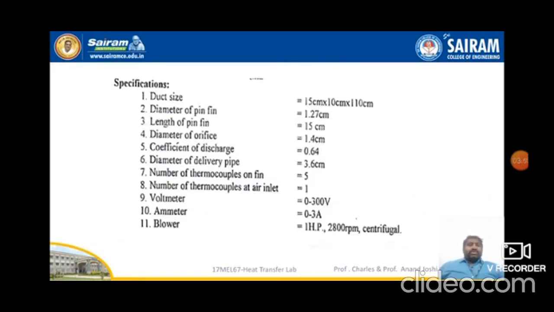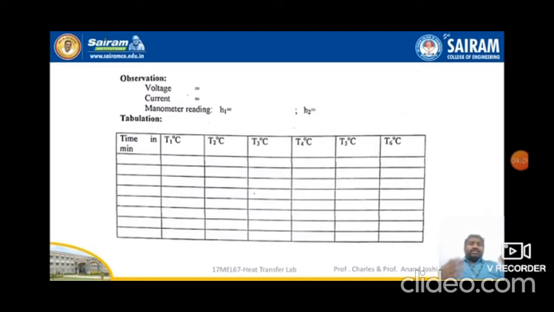These are some specifications given by the designer of the equipment. They have specified some dimensions or parameters, which are given here. And this is the observation. In the observation, we have to note down the voltage in volts and the current in amps. We have to observe and note it down. The manometer readings H1 and H2 are also given.